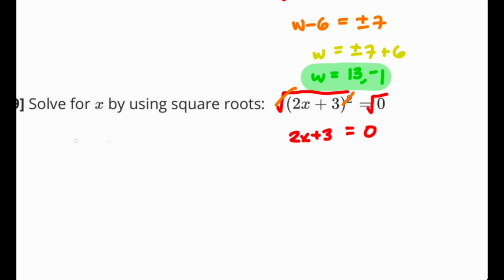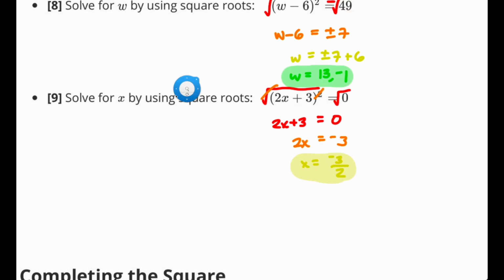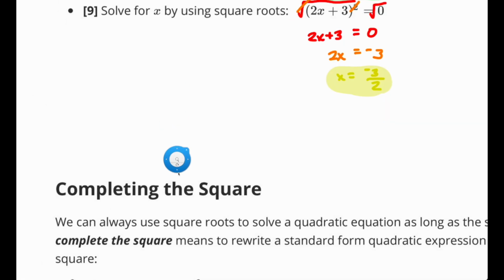Now it's just a linear equation, similar to that first week stuff that we did. Minus 3 on both sides. Divide both sides by 2, and you get negative 3 over 2. Now, if you notice, this one does not have 2 answers, and that's just because that's 0. Plus or minus 0 is still 0, so it doesn't actually yield 2 different answers for that.